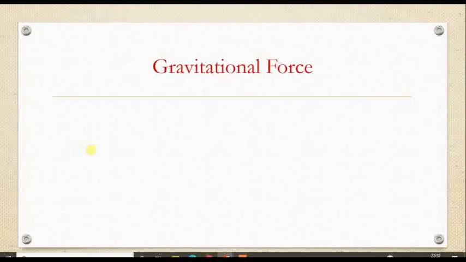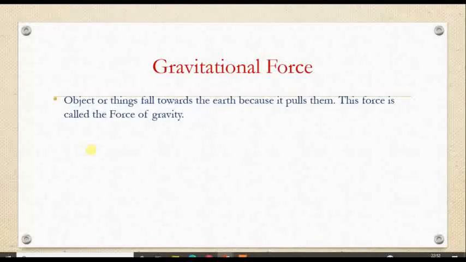Now we'll go to the next non-contact force, gravitational force. We require this every day. Otherwise, we cannot walk on the earth. Right? The earth will always pull an object towards it. Objects or things fall towards the earth because it pulls them. So the earth is going to pull the objects towards it. This force is called the force of gravity. The earth pulling the objects towards it is called the force of gravity.